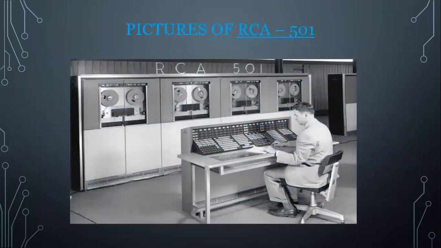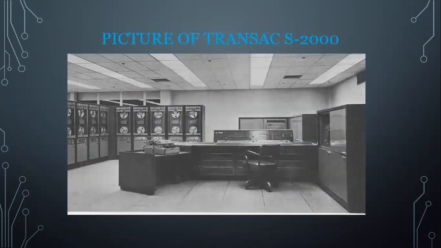Now we have here some pictures of second generation computers, for example, the RCA 501, right? As we can see, they still have the magnetic tapes in the background to store information and so on. And then we have somebody operating in the front here, who is using the buttons at the table. Then we have a picture of the Transac S-2000, right? As we can see here, yet again, we have the magnetic tapes in the background in the case, and also next to the chair we have, I would say now, a really large keyboard.